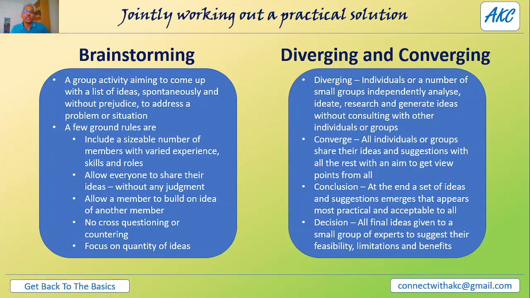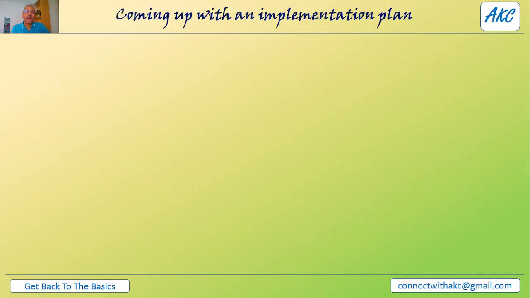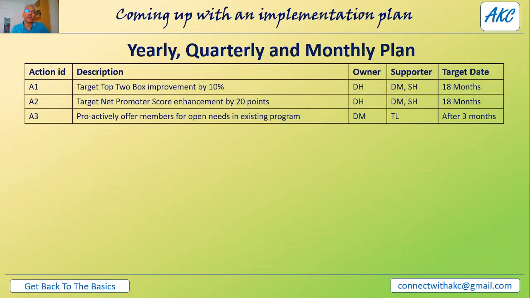Okay, so once you have got the ideas and suggestions, then you need to come up with a practical solution, and that practical solution has to be implemented. So you have to come up with an implementation plan, right? And this implementation plan could be at a yearly level, quarterly level, or monthly level, right? It's always good to have an action at different milestones.